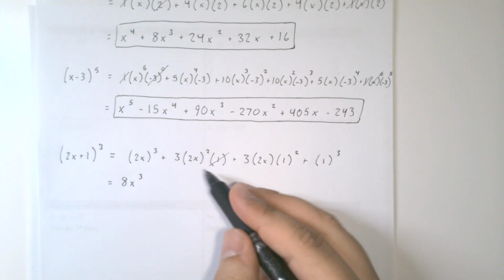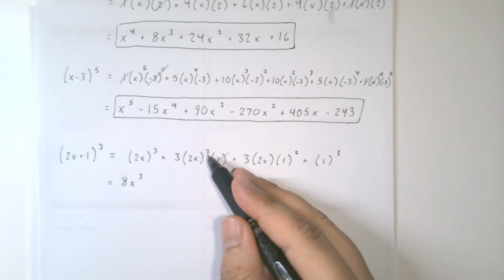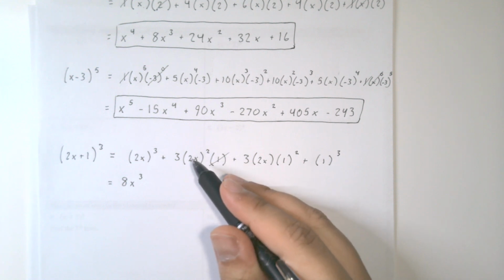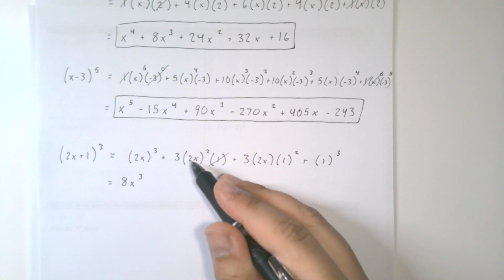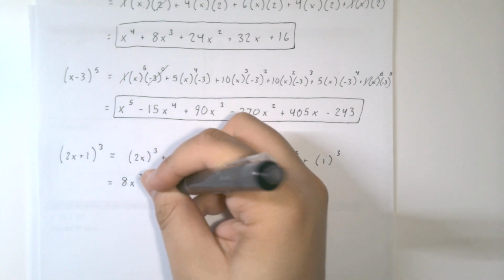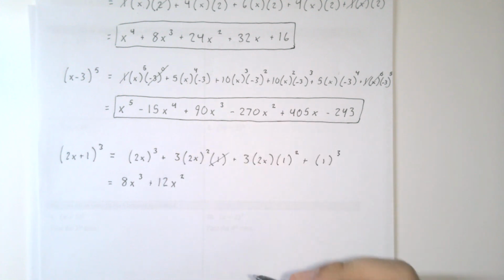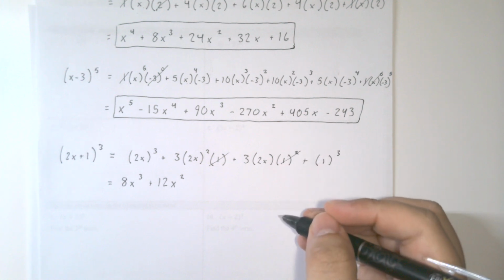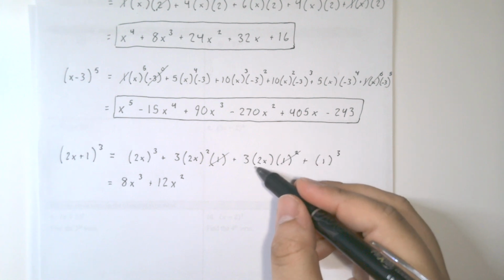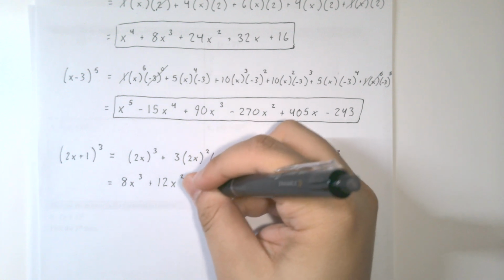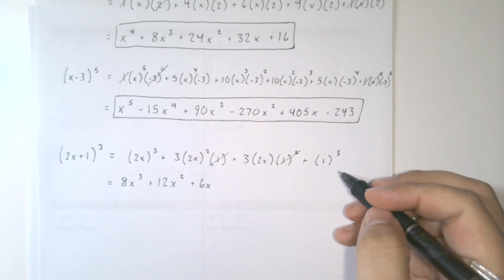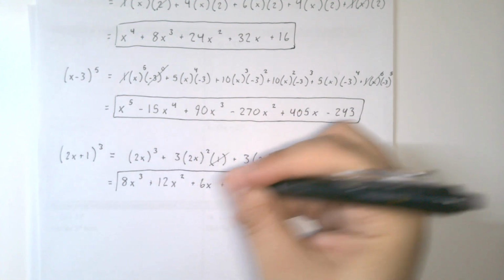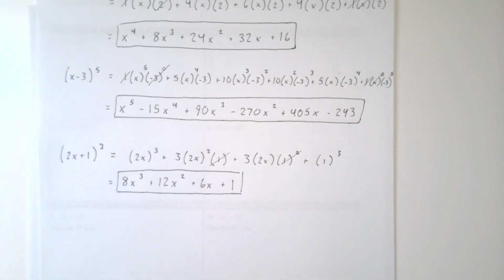We really don't need this 1 here, so all we have to worry about is 2x squared. So we square 2 and then we square x. So 2 squared is 4, and then 4 times 3 is 12. So this gives us 12, then x squared. The next one we have, don't really need that because it's just going to be 1. We have just 3 times 2x, which is going to be 6x. And then the last term we have here is 1 cubed, so 1. And this is our final answer.